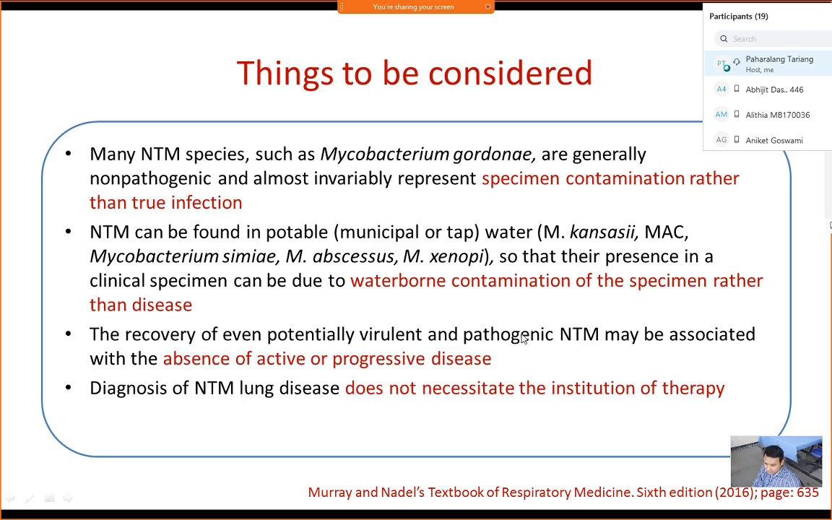The recovery of even a potentially virulent or pathogenic NTM may be associated with the absence of any active or progressive disease. And the diagnosis of NTM lung disease does not really necessitate the institution of therapy. We have to take many other factors into consideration: how symptomatic the patient is, and whether there is anything that may propagate the lung disease, such as a chronic condition, chronic immunosuppression, or structural lung disease, which may cause progression of the disease. In such cases we may need therapy, otherwise we may even just wait and watch.